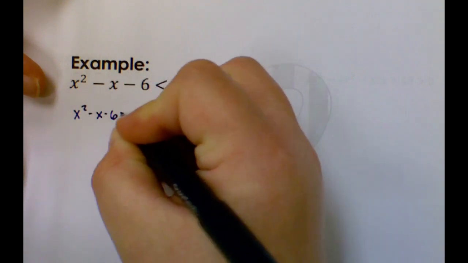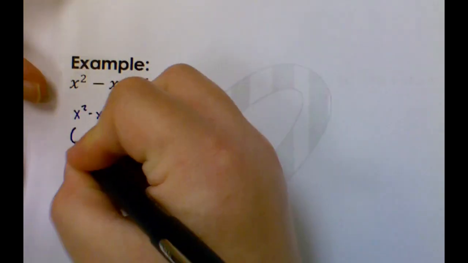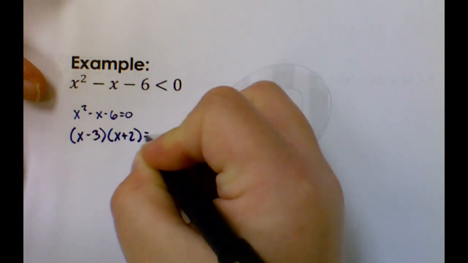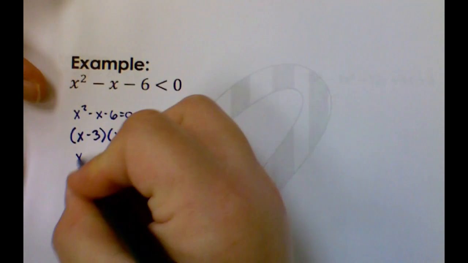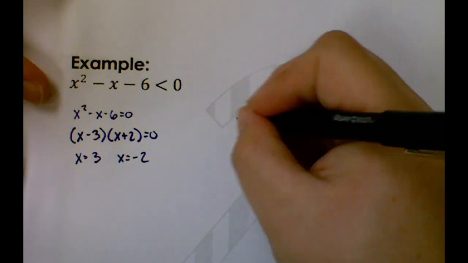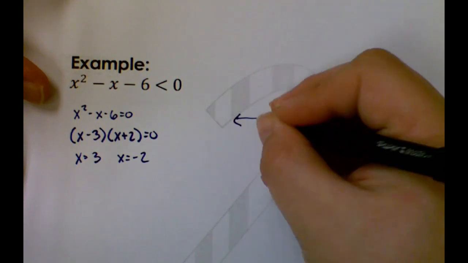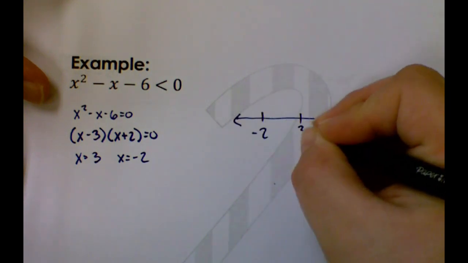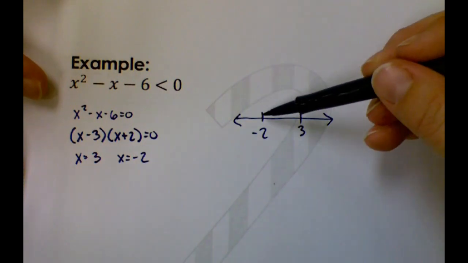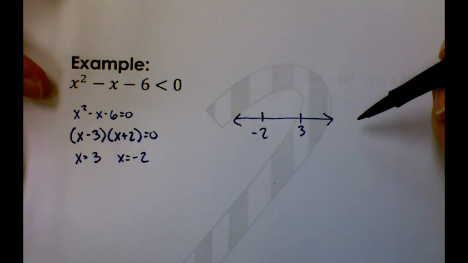X squared minus x minus 6 is less than 0. Remember, we pretend for a moment that it's equal to 0. And we factor: x minus 3 times x plus 2. We get two solutions, x equals 3 and x equals negative 2. Those are my key numbers that I put on my number line. And my test intervals are negative infinity to negative 2, negative 2 to 3, and 3 to infinity.